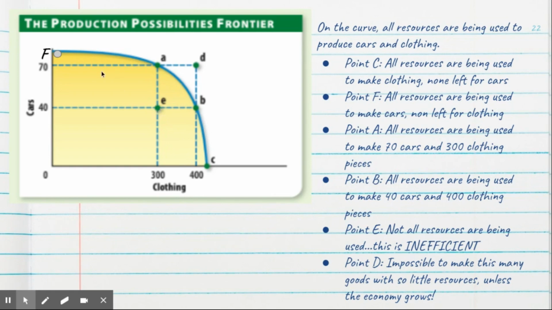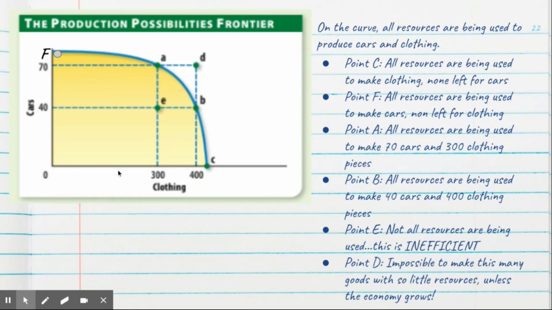Let's take a look at point E. We're not using all our resources. We're not on the line here. We have more resources. We can jut out and make more and get on that line. That's inefficient. Point D is impossible. We don't have enough stuff to make this. We don't have enough metal. We don't have enough fabric and zippers and sewing machines. So we cannot get to point D unless something changes, and we'll talk about that later in our unit.